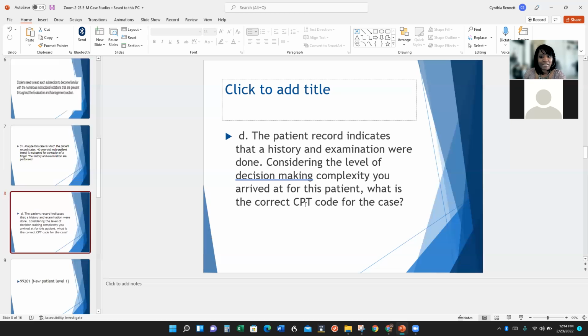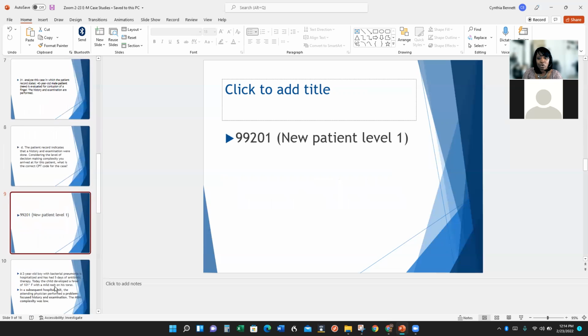So the record indicates that a history and exam was performed, and then considering the level of decision-making, what will be the CPT code? So we know that this is going to be minimal just based off of what they described to us. So in this case, it's going to be a level 2 new patient. I had gotten 99217 quite often for an answer for this question, but I just want to show you some of the things that you want to look for.